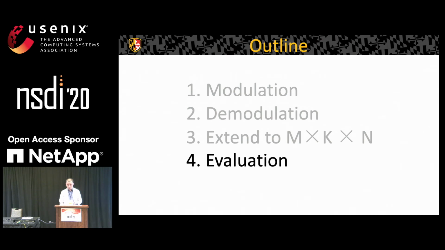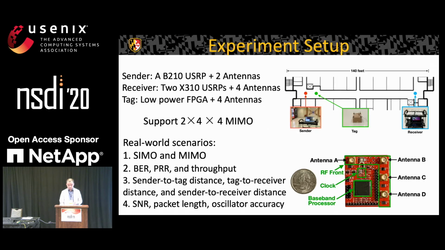Finally, we show the evaluation result. We implement the MIMO OFDM sender on B210 USRP with 2 antennas. The receiver is implemented on 2 X310 USRPs with 4 antennas. We implemented VMscatter on a customized printed circuit board. It mainly has 3 components: a clock oscillator, a baseband processor, and an RF front. The RF front can connect 4 antennas. Therefore, there is a 2x4x4 MIMO backscatter configuration.